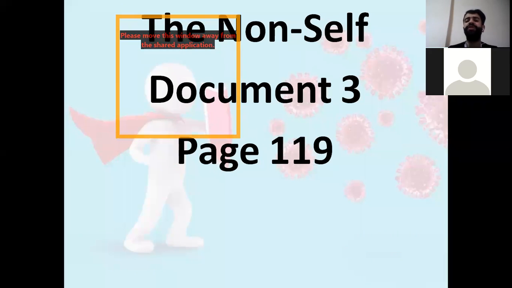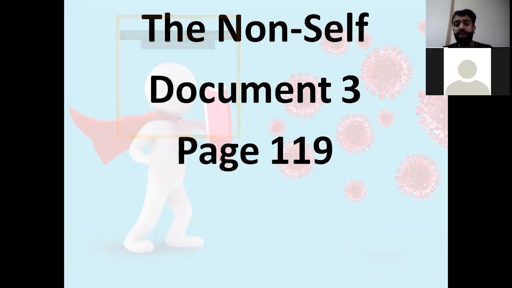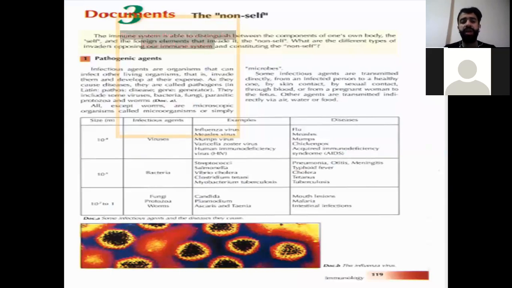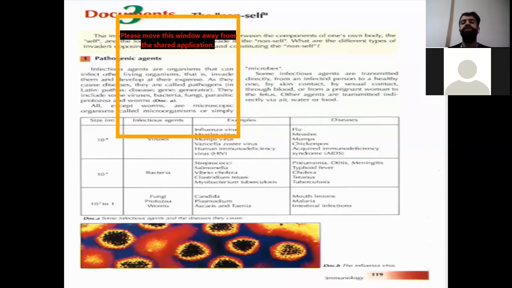Now I'm going to move to the non-self, which is document 3. Document 2 for this year is cancelled. So document 3, the non-self, page 119. Document 3 talking about the non-self. Non-self is everything that does not belong to my body, and they have different HLA. So everything that doesn't belong to my body is classified as the non-self.